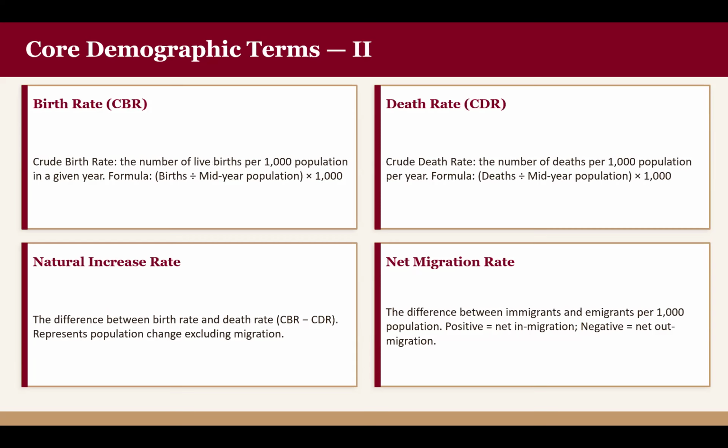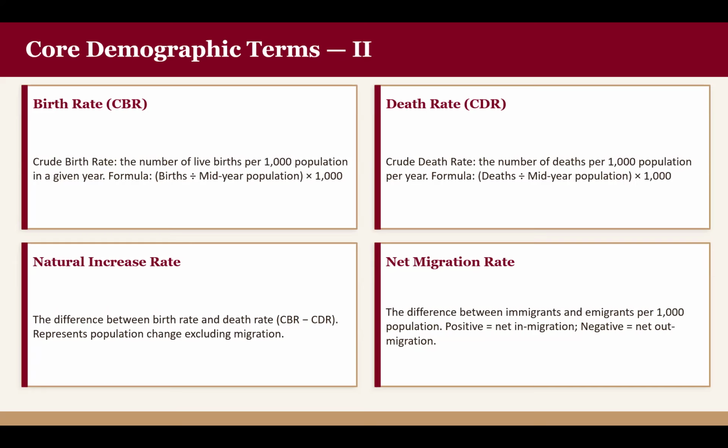Birth rate, or crude birth rate, is the number of live births per thousand population in a given year. The formula is births divided by mid-year population multiplied by 1000. Then we have death rate, particularly crude death rate, which is the number of deaths per thousand population per year. Similarly to the birth rate, the death rate formula is deaths divided by mid-year population multiplied by 1000. Natural increase rate is the difference between the birth rate and the death rate: crude birth rate minus crude death rate represents population change excluding migration.